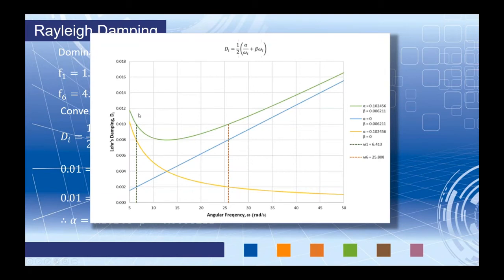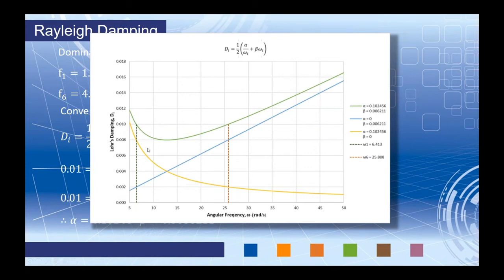Now, the whole point or the nature of Rayleigh damping is to show you that damping is different for each frequency. So that's why we have somewhat of a curve here for our Rayleigh damping. Now, there are several other lines on this graph. The dotted lines indicate my dominant mode shapes. So here is my mode shape number 1, the dark green line. We can see omega 1 here. And then the orange dotted line is omega 6, my dominant mode shape 6. I've adjusted alpha and beta so that if we follow these dotted lines to where they intersect with the Rayleigh curve, we get 0.01 Lehr's damping.